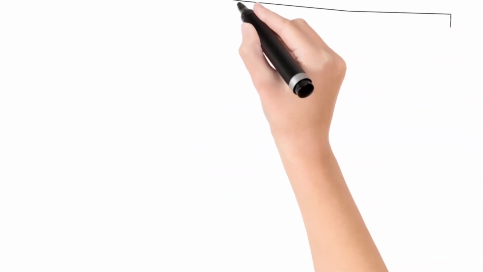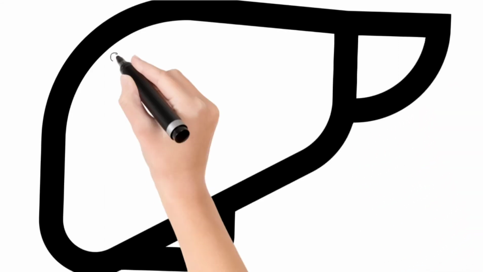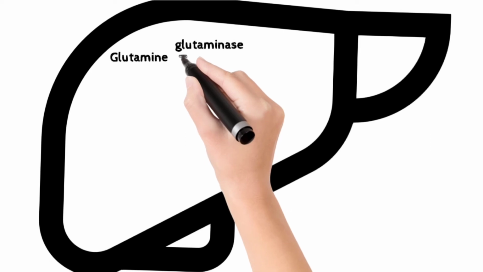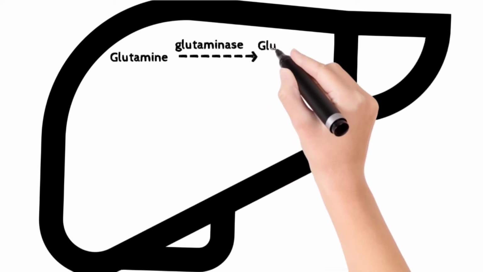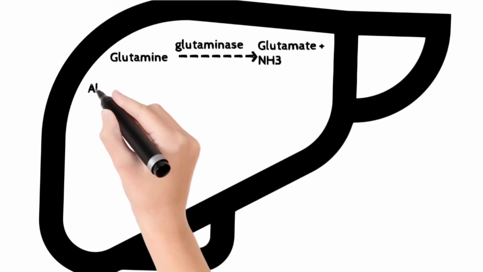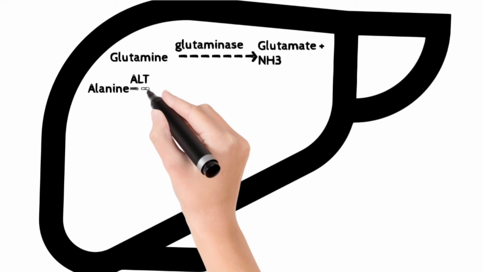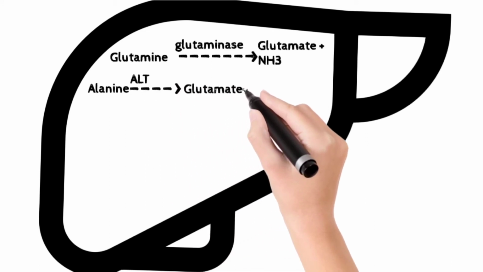Final disposal of ammonia. The ammonia from all over the body thus reaches the liver as glutamate. The glutamate which reaches the liver is acted on by the enzyme glutamate dehydrogenase, which removes ammonia from glutamate. Also, we know that the transport form of ammonia from brain and intestine is glutamine. So the glutamine which is transported to the liver is acted on by the enzyme glutaminase to remove ammonia.